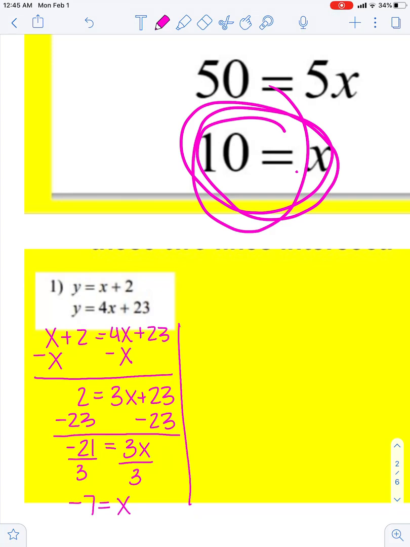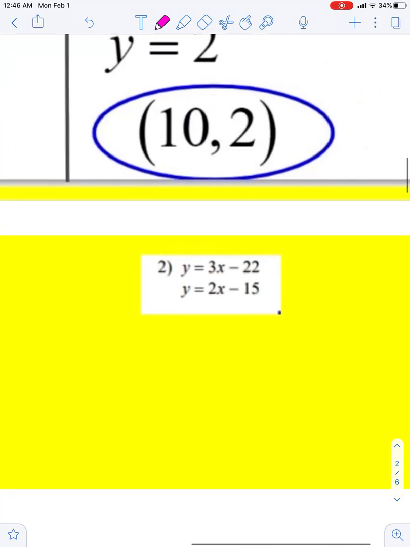So now I'm going to solve for y. I'm going to use this equation right here. So I'm going to say y is equal to -7 plus 2. And that will give me y is equal to -5. So if -7 is x and -5 is y, I have the point -7, -5. We're going to go over here and do another one.